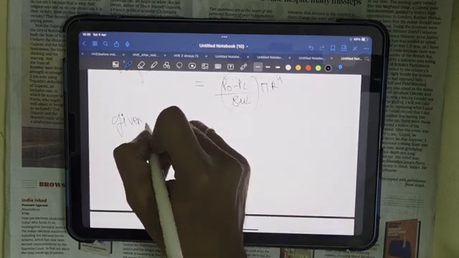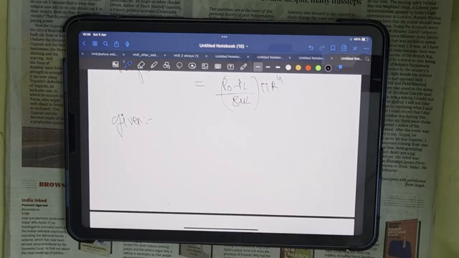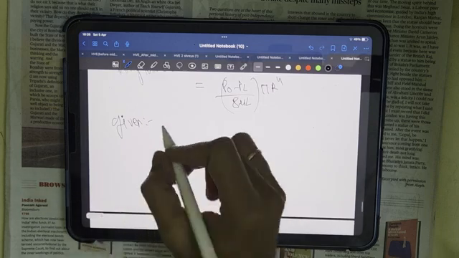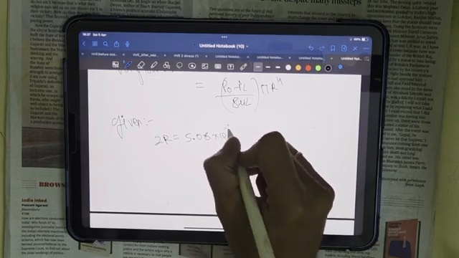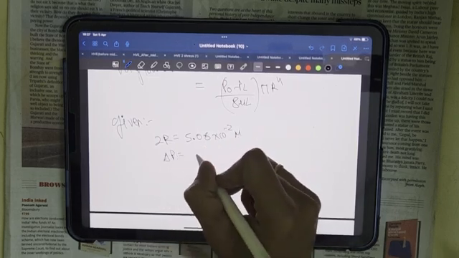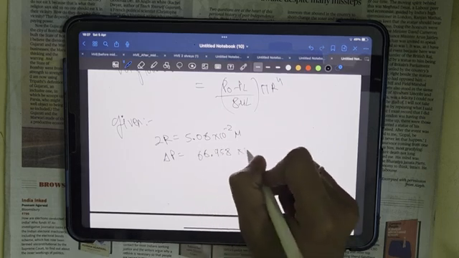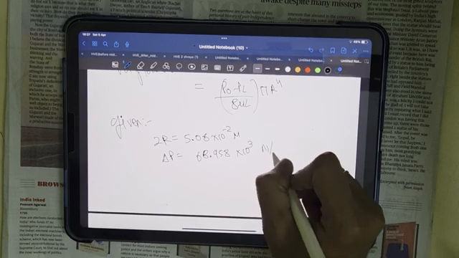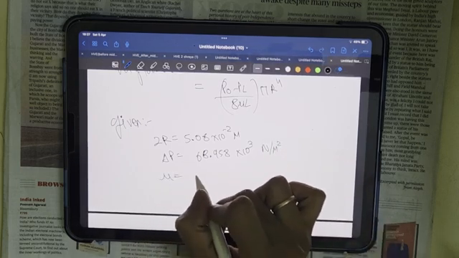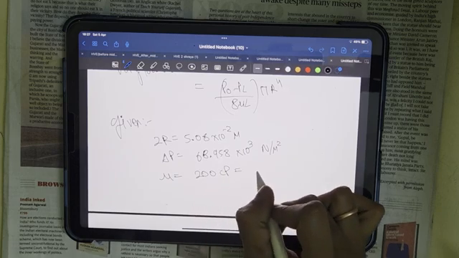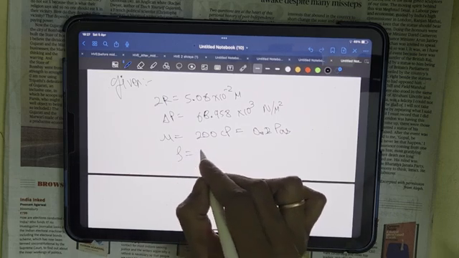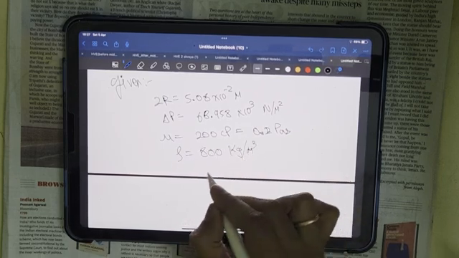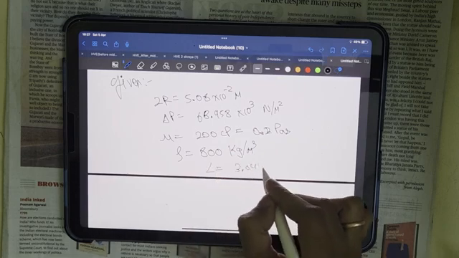It is given in the problem statement that the values of the terms required for calculating volumetric flow rate are: diameter, that is 2R, is given as 5.08 into 10 to the power minus 2 meter. Delta P is given as 68.958 into 10 to the power 3 Newton per meter square. Nu, that is viscosity, is 0.2003 Pascal second, which is equal to 0.2 Pascal second. Rho, that is density, is given as 800 kg per meter cube, and length is 3.048 meter.